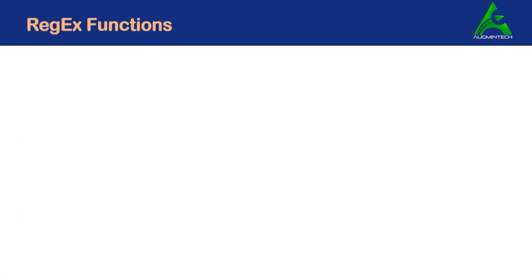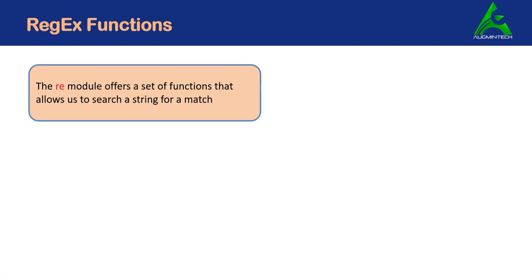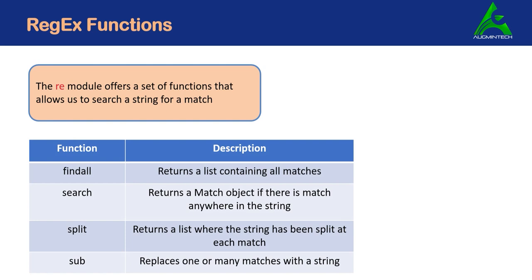Now let's see what are regex functions. The re module offers a set of functions that allows us to search a string for a match. Now let's have a look at the function and the description. We have the findall function that returns a list containing all matches. That is, the output will be in the form of a list and it will match all the occurrences.